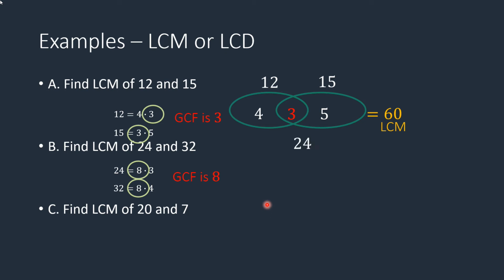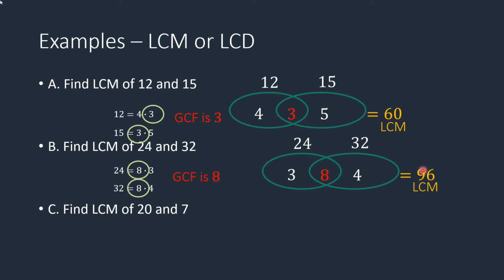Set up the Venn diagram again. So 24, 32. Eight is their GCF. What times 8 is 24? 3. What times 8 is 32? 4. And then we're going to do 4 times 8 times 3. I already know 4 times 8 is 32. So that's 32 times 3, which is 96 for their LCM.